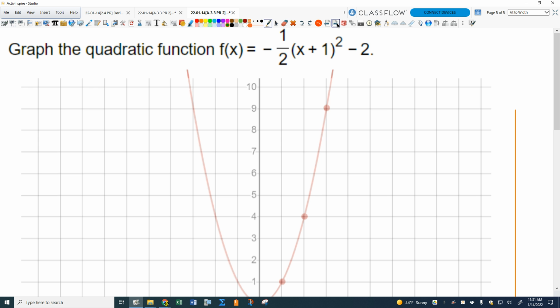So what about this guy? So I need the values of A, H, and K first. So somebody tell me, what's the value of A? Okay, good. That's the value out front. What's the value of H? Jackson? -1. Value of k? -2.